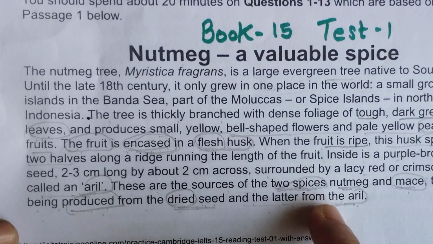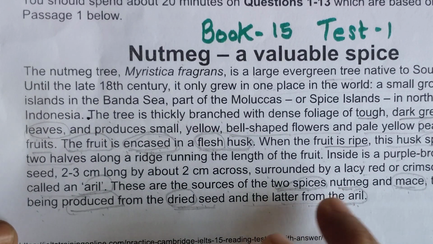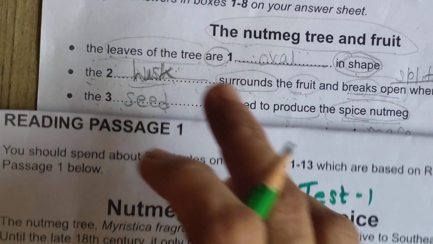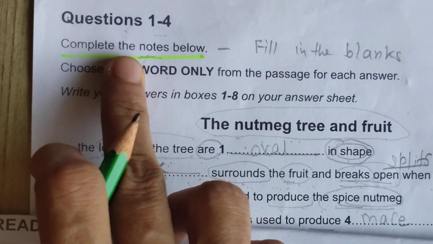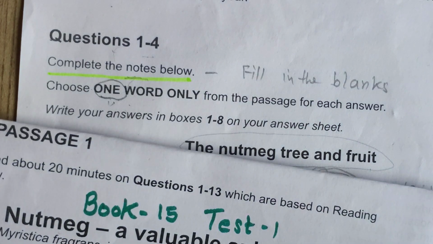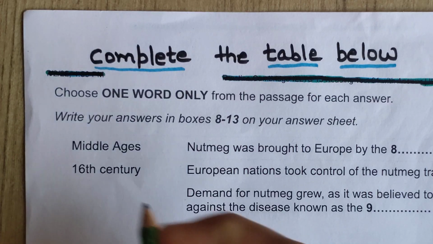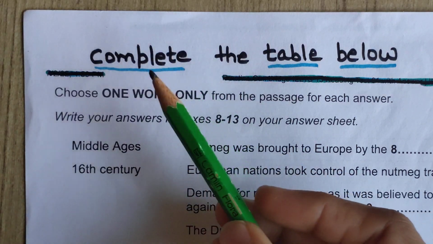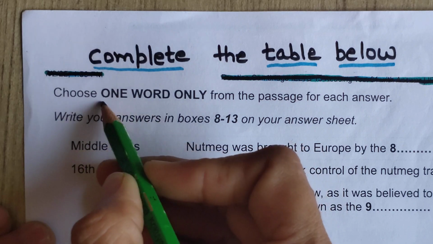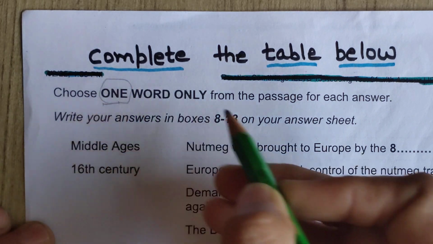You need to understand each and every sentence, but very fast. Initially, I am telling you how to find answers for complete the notes below. Okay. Now, this we have completed. Now, let's move on to complete the table in the same reading passage. The second type of question here is complete the table below. Again, this is fill in the blanks and again they have instructed us to choose only one word.